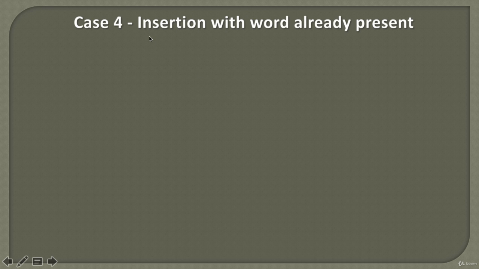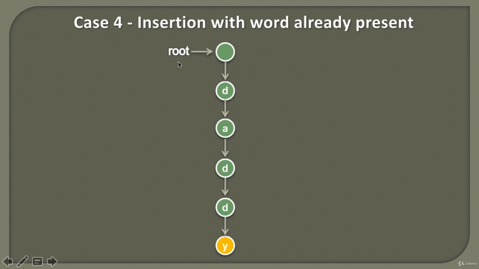Also friends, one final use case would be insertion of a word already present in the trie. So here let's suppose our trie consists of a word daddy. So it has 5 nodes which point to D, A, D, D, Y. And let's suppose we want to insert a word dad. So we know that dad is already present in this trie. But we need to perform some work to make sure that dad is inserted into this trie.